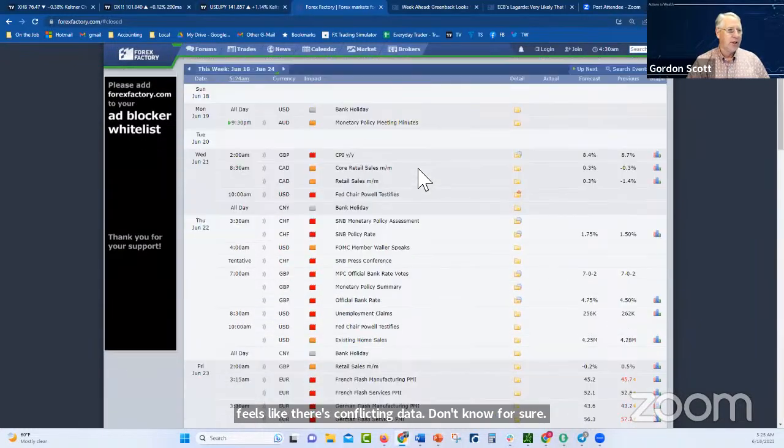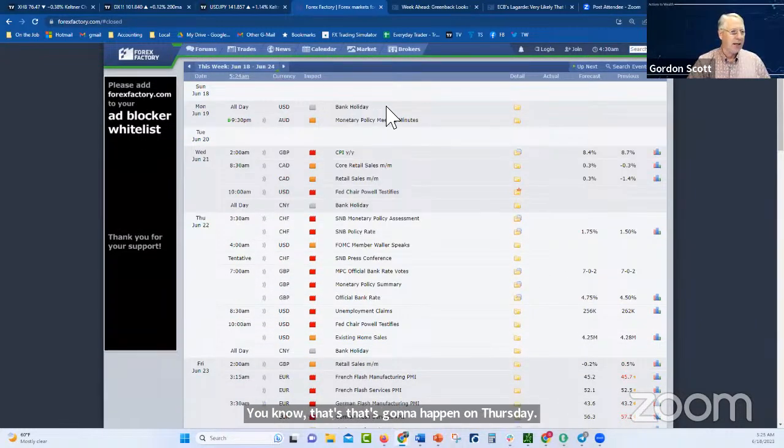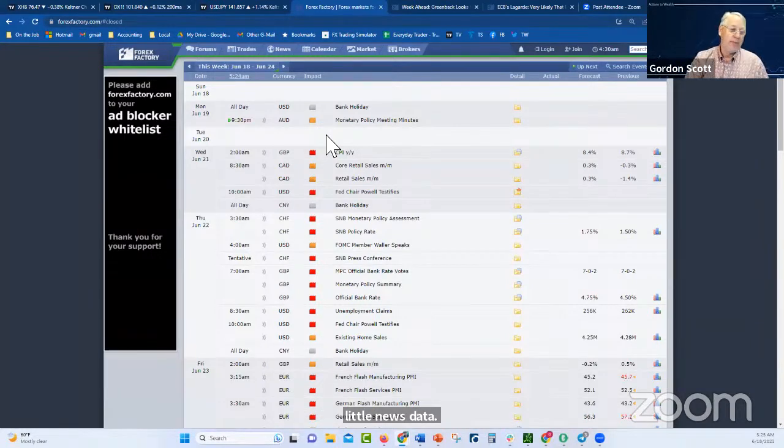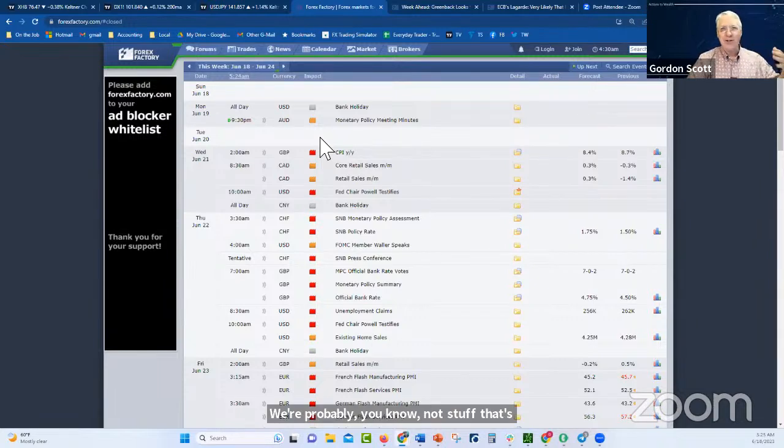So look at this. We've got a U.S. bank holiday on Monday. Tuesday, we don't have any particularly big data. There's a lot of little news data, but it's not orange or red by Forex Factory standards, right? So they're not expected to move the market a lot. Probably be a little quiet, at least in the currency world.